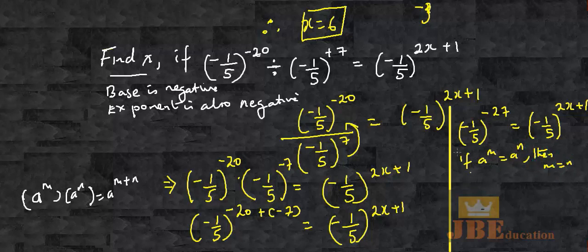So based on this, we can now rewrite the above equation as negative 27 equal to 2x positive 1. Moving to the other side, I would get negative 27 minus 1 equal to 2x, which means 2x is equal to negative 28. Therefore, x will be equal to negative 14. So that's the solution for this question.